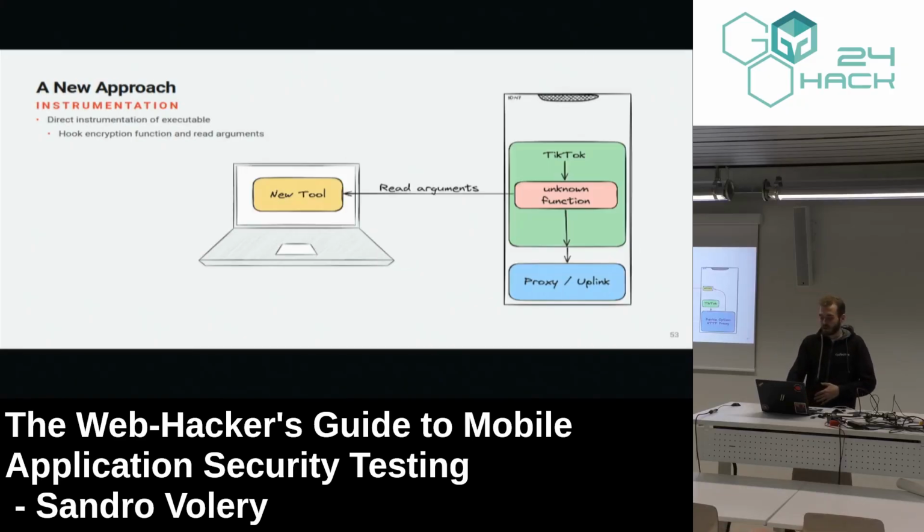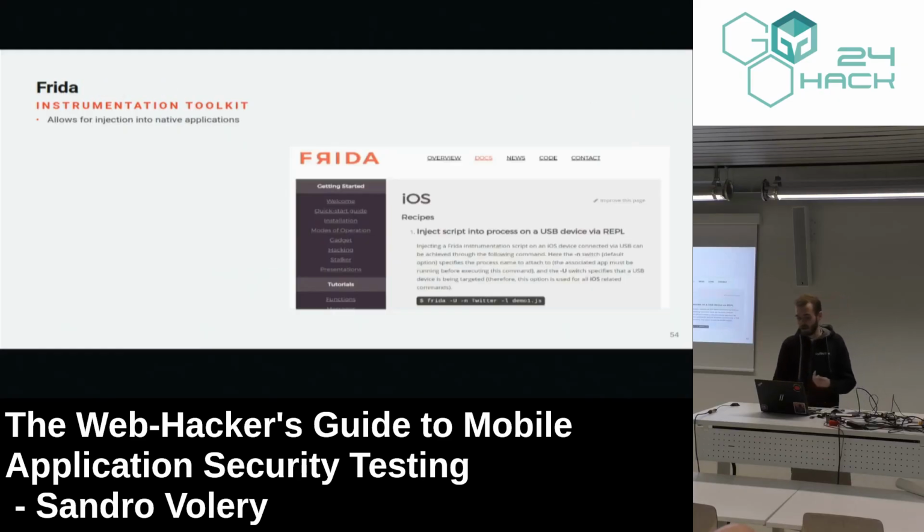Now, if these request bodies are encrypted, we somehow need a new approach, which is the instrumentation. Meaning that we have some new tool. Well, it's not a new tool, but maybe for you. It's going to read the arguments of the functions directly. So somewhere in the device, we have an unknown function which does some encryption, and we want to read the arguments to this function. Now, this tool I'm talking about is, of course, Frida.